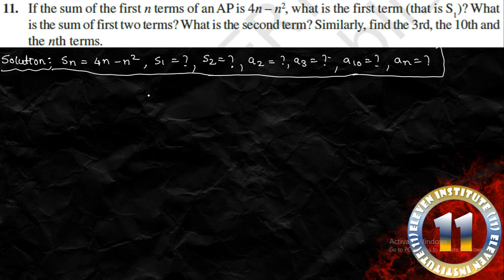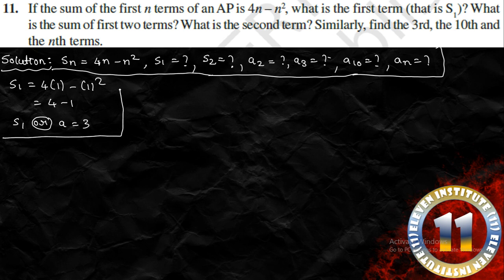First of all, we have to find the first term or sum of one term. Now if it is the first term, its total will be equal to itself. So instead of n we will write 1. So S1 is equal to 4 into 1 minus 1 square. 4 into 1 is 4, 1 square is 1, so we have 4 minus 1, and 4 minus 1 is 3. So S1, or we can say the first term, is equal to 3.